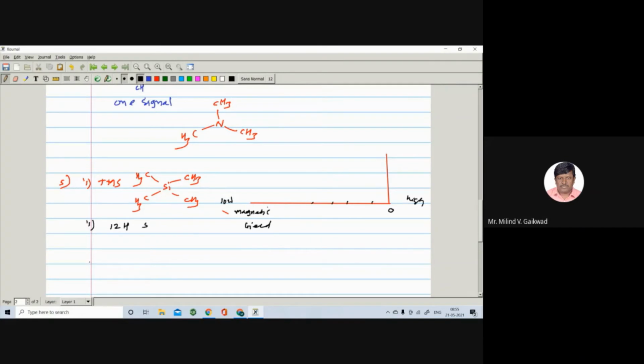You can check the book also. You can see a number of examples for this one. Now B: only one signal appears in the PMR spectrum of acetone. However, its isomer propanol, CH3CH2CH2OH, shows three signals in PMR. So what it tells is that only one signal appears in the PMR for acetone, C double bond O, and its isomer propanol gives the three signals.